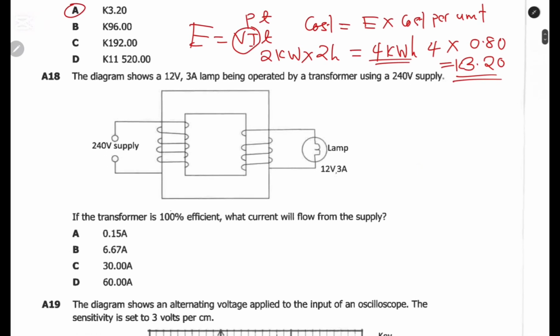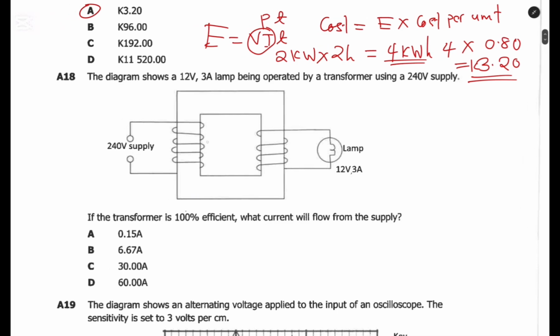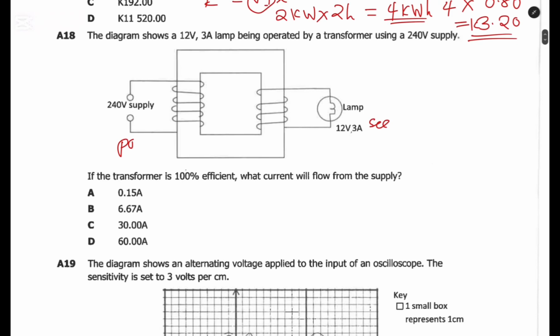The diagram below shows a 12 volt 3 amp lamp being operated by a transformer using a 240 volt supply. Okay, so now this is the main supply. Here is where you find the primary, and here is where you find the secondary. If the transformer is 100% efficient, what current will flow through the supply? What they are telling us here is that this is an ideal transformer.